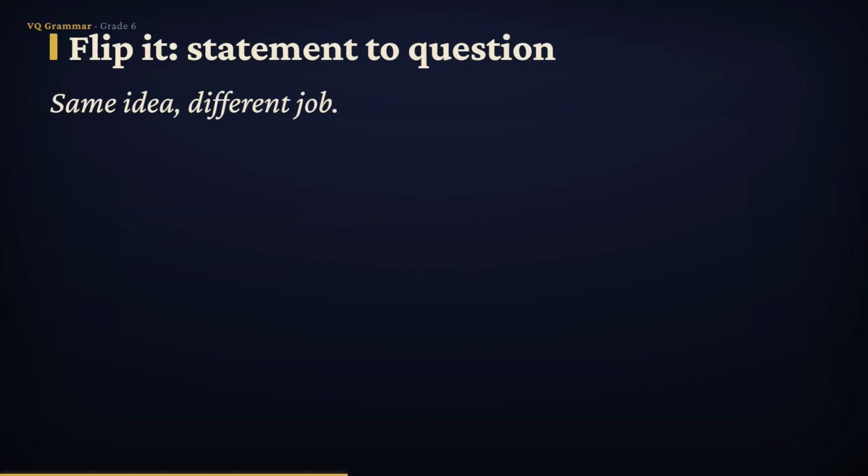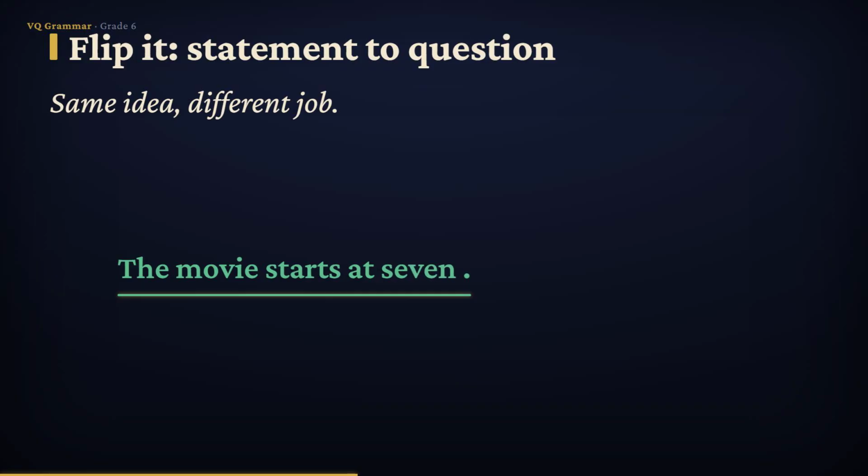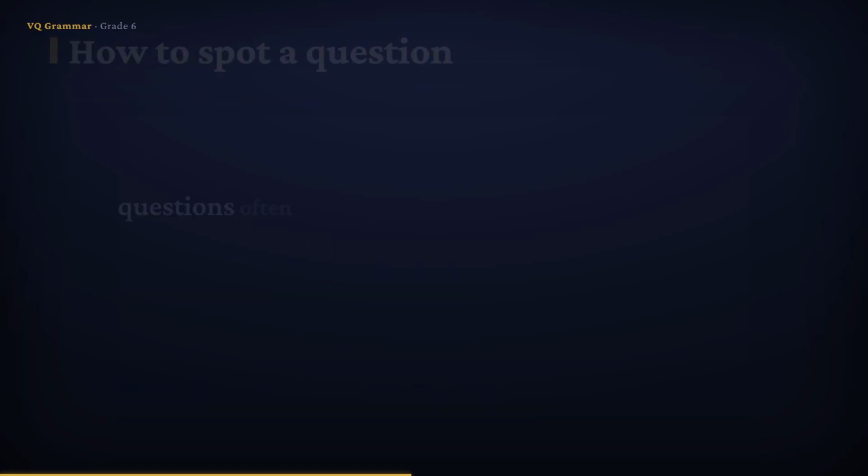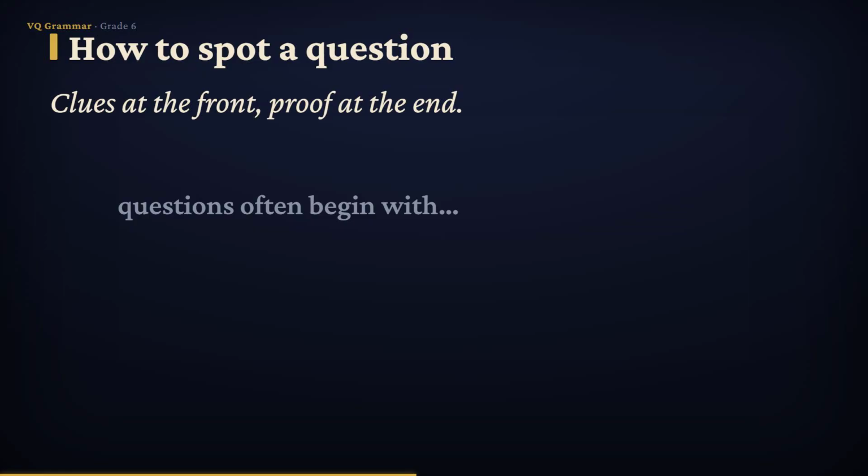Here's a trick that makes the difference click. Take a statement. The movie starts at 7. That's declarative. It tells, and it ends with a period. Now flip it into a question. Does the movie start at 7? Same movie, same 7 o'clock, but now we're asking, and it ends with a question mark. The words shuffle a little, and the end mark changes, and just like that, the sentence has a brand new job.